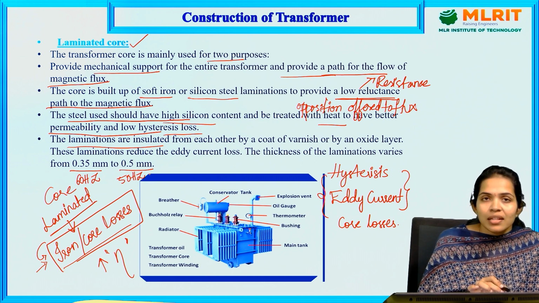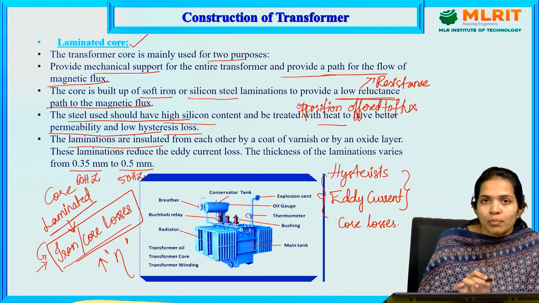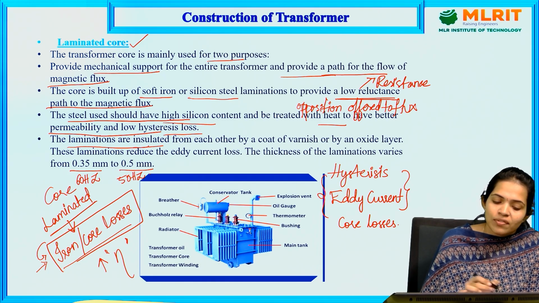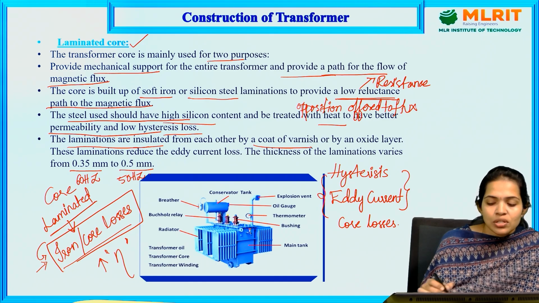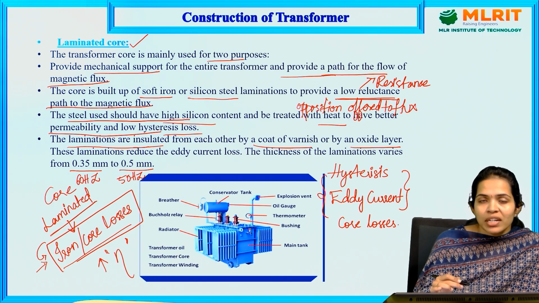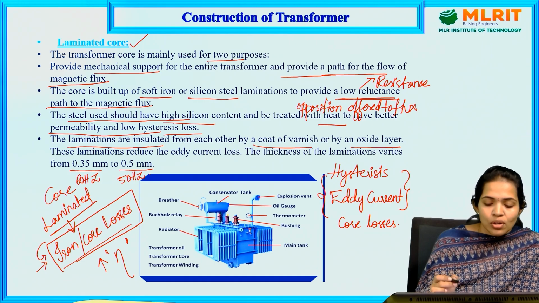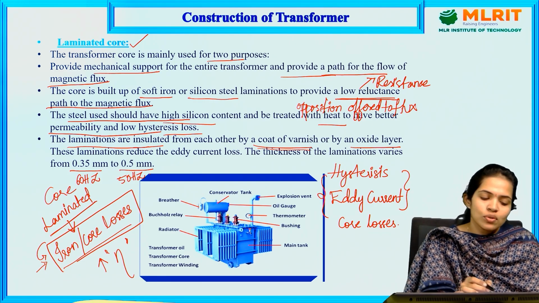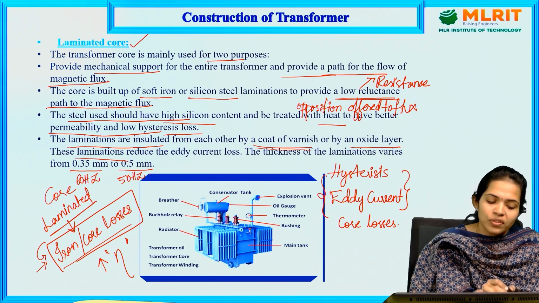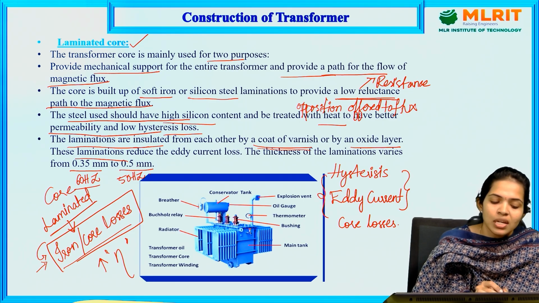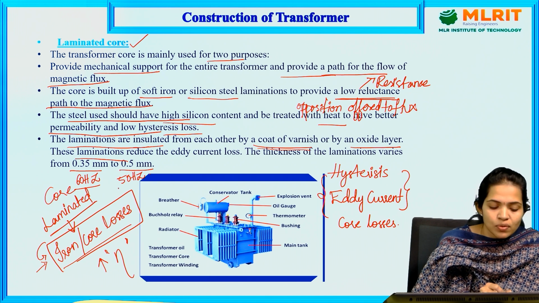So again, these laminations have to be insulated from each other to avoid the leakage currents or the leakage of the flux. So that's why they are insulated from each other by a coat of varnish or an oxide layer. So insulation is provided in between the lamination layers, with a coat of varnish or an oxide layer, and we can also see the thickness of each lamination is 0.35 mm for 60 Hz of supply frequency and 0.5 mm for 50 Hz of supply frequency.